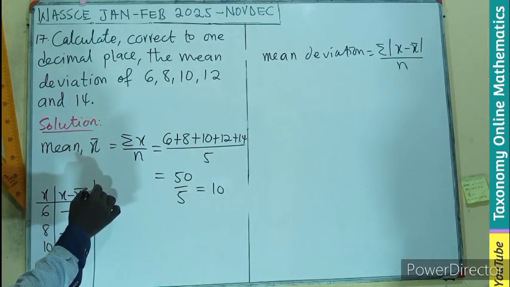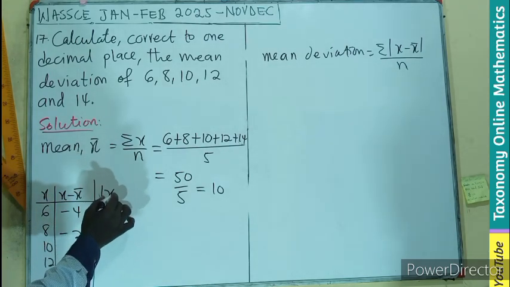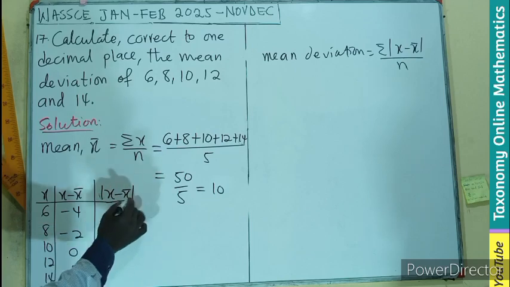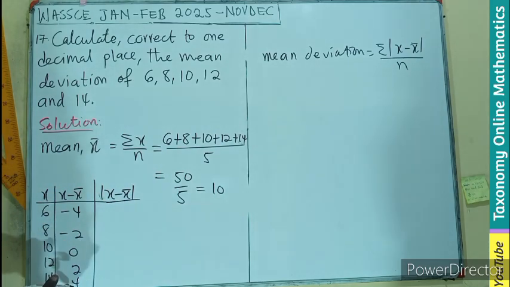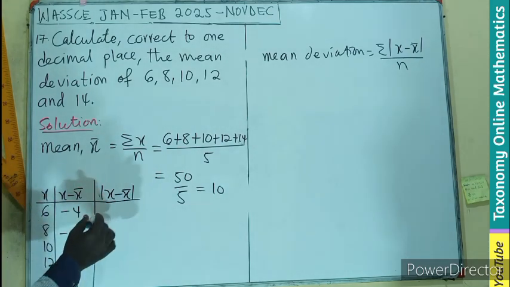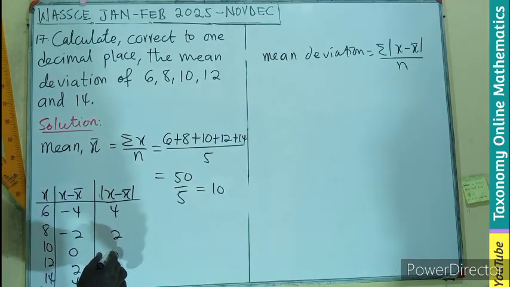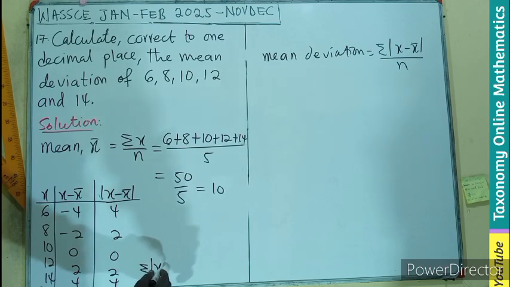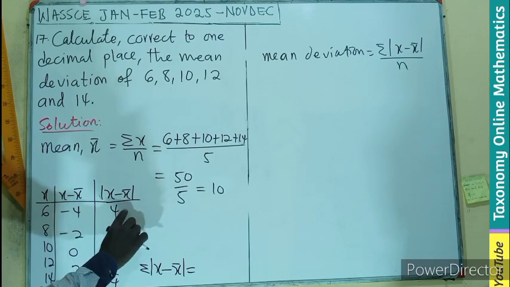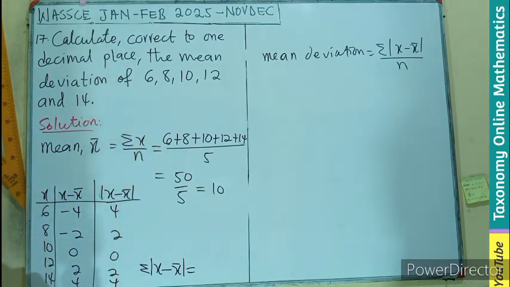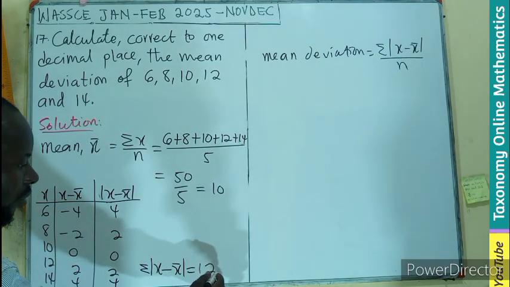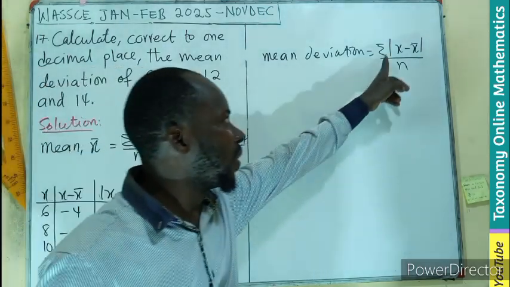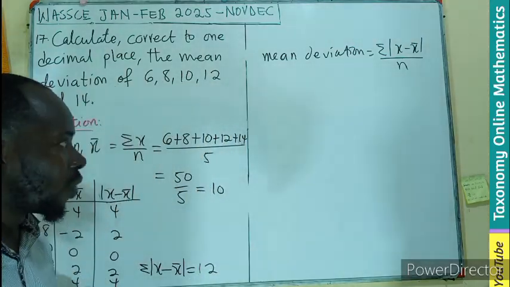Then let's go for the absolute value of x minus the x bar. Absolute value, meaning the value without the negative sign. We are looking for only the distance, the value, which is 4, 2, 0, 2, 4. We need to find the sigma, absolute value of the x minus x bar. If you add this, you get 8. If you add this, you get 6, sorry, so that will be 12. Good.